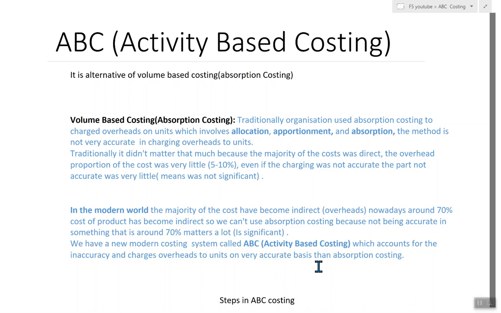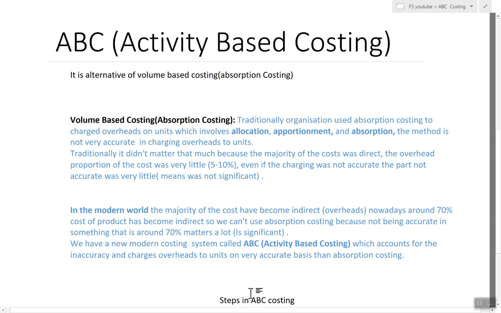Okay, remember the steps of absorption costing. I will not teach absorption costing here. That is F2, assumed knowledge. So you need to go back. If you don't understand it, revise it and then come back and look at this topic. Remember that in absorption costing we had allocation, apportionment, reapportionment, and then absorption, and then under or over absorption.